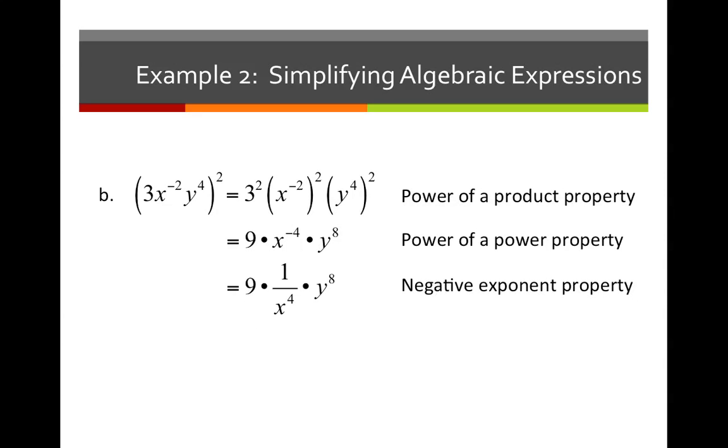But now we have that x to the negative 4, which is not considered simplified yet. So we use our negative exponent property to change that into 1 over x to the positive 4. And then we can simplify. So the 9 and the y to the 8th are technically both over 1. So that puts 9 and y to the 8th in the numerator with the x to the 4th left in the denominator. And now we have a completely simplified answer.